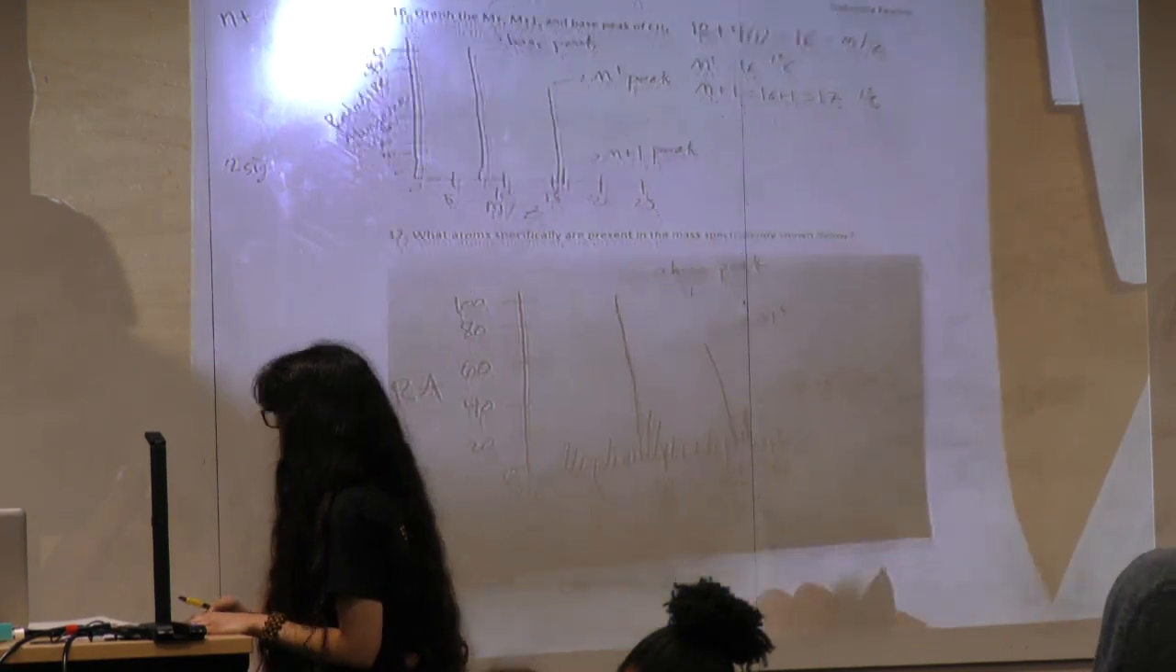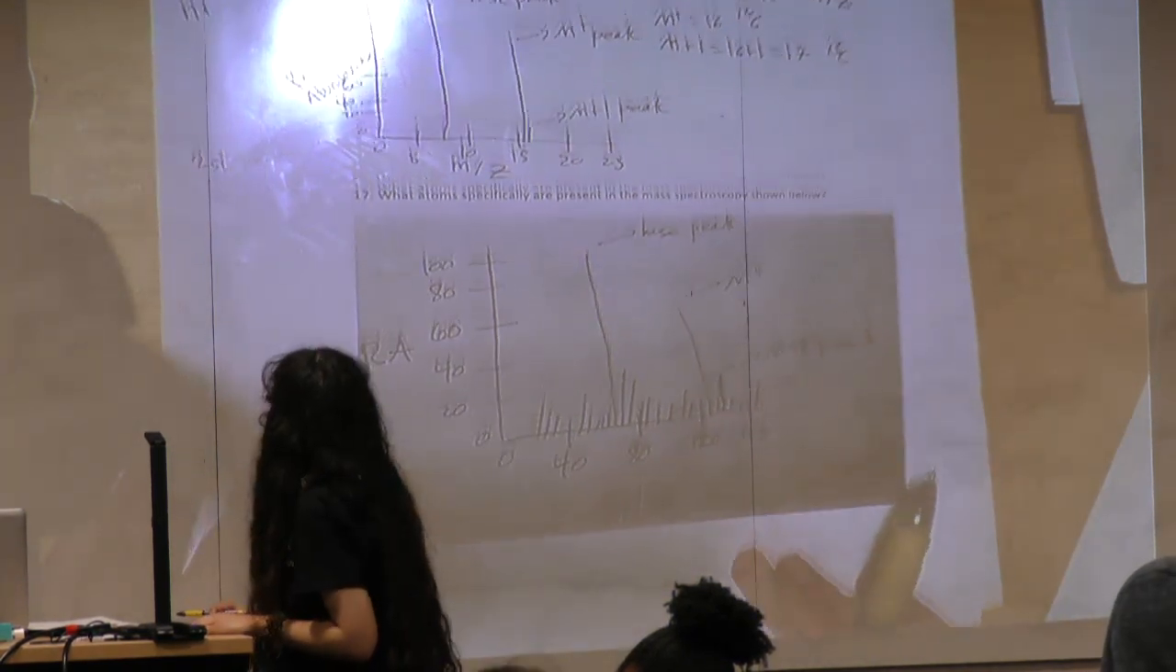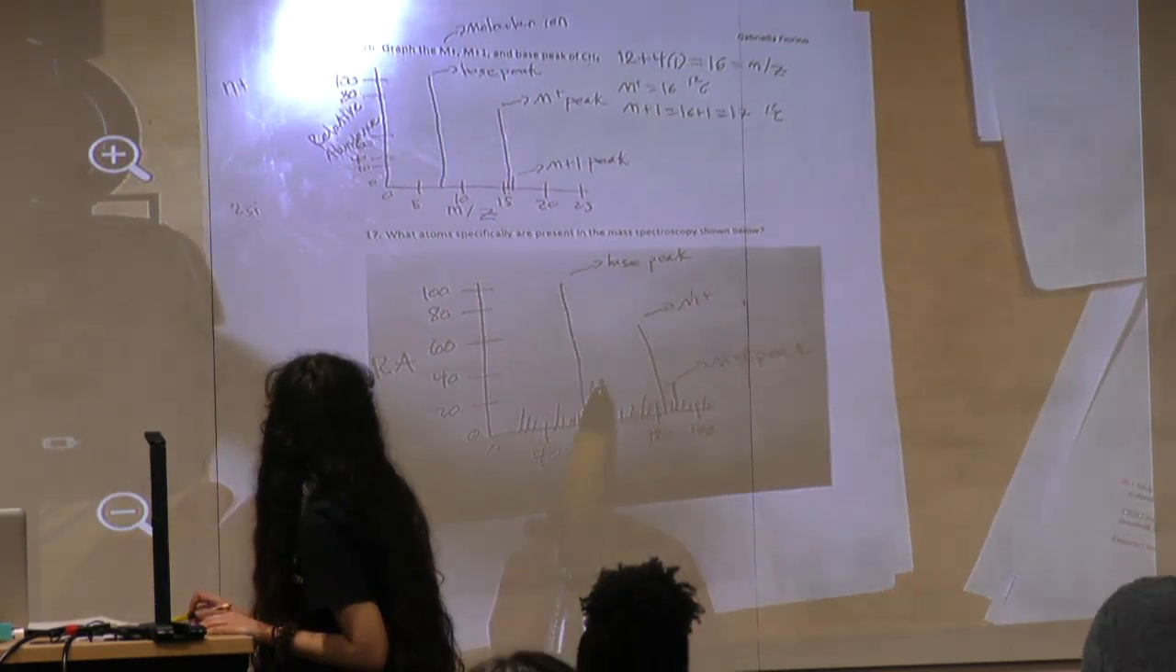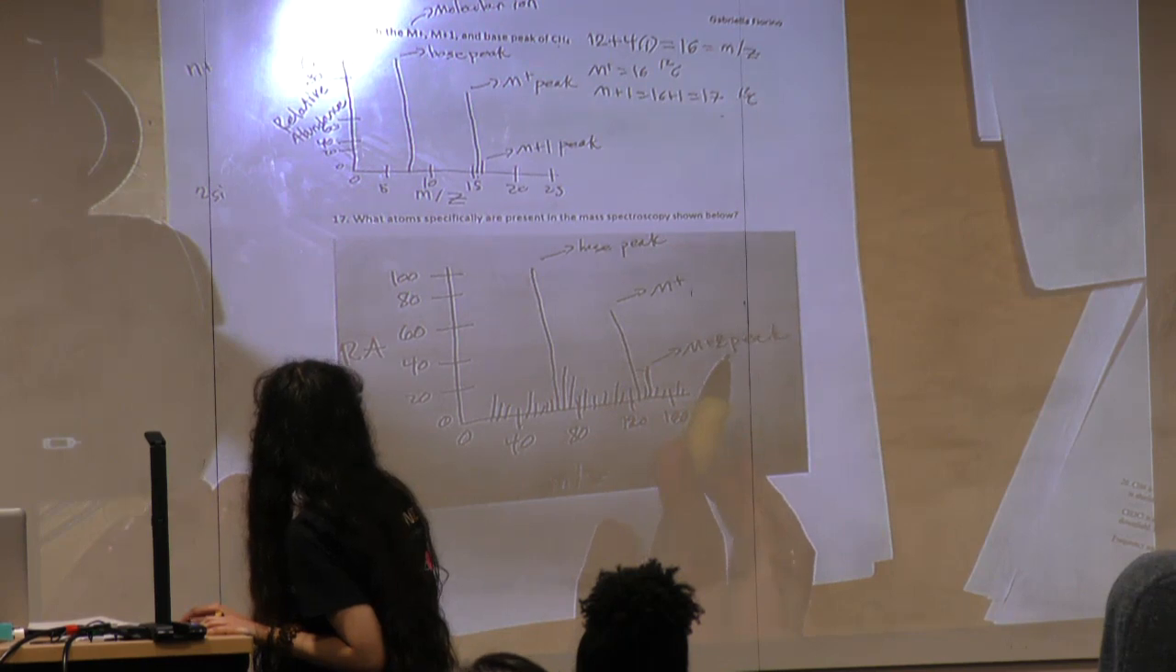Let's see. So we kind of did this one, but what was the reason that we had an M+2 peak?